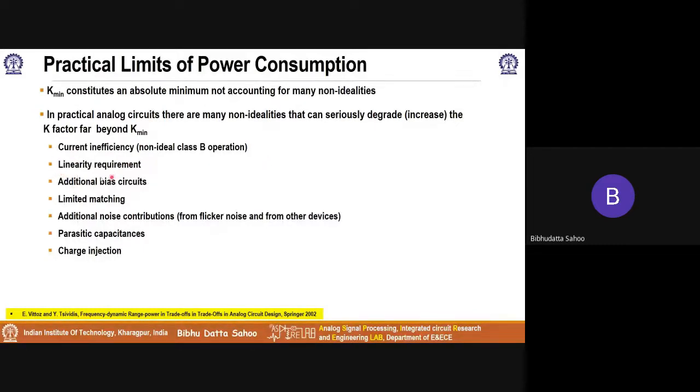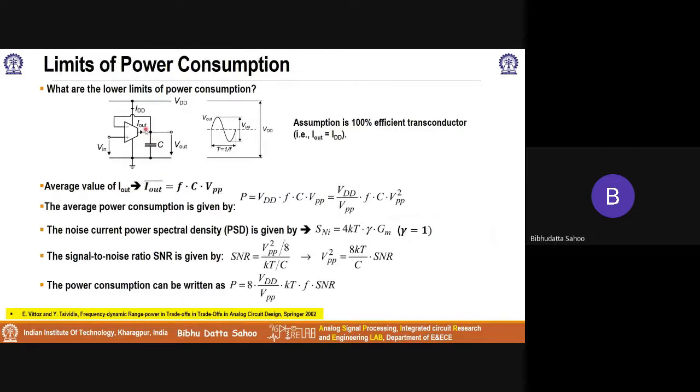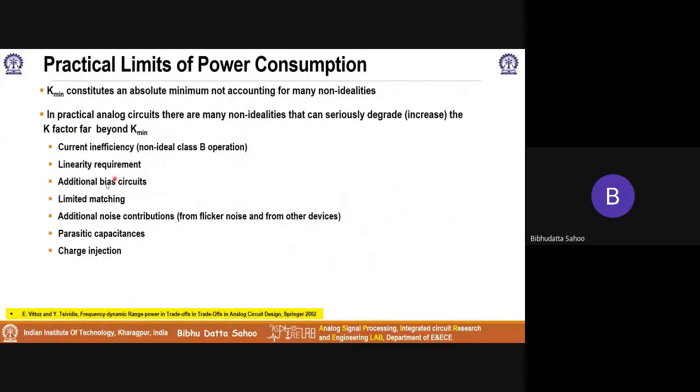Now then there is a linearity requirement. This circuit has to be linear. In order to make sure that it is linear, we might have to linearize the transconductance over here, and there we have to burn more and more current. We need additional bias circuits.